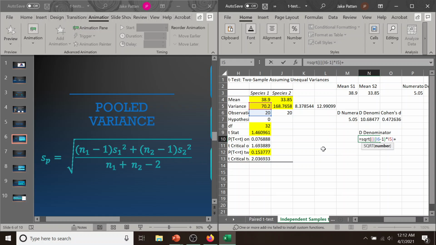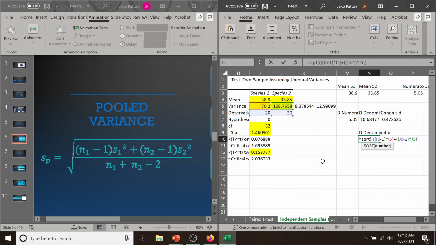another phrase just like that. So I'm going to open two more parentheses, and the n for group 2 is right here, minus 1, multiplied by the variance for that group, which is right there. Close that one, close that. Now that was for the top of everything.